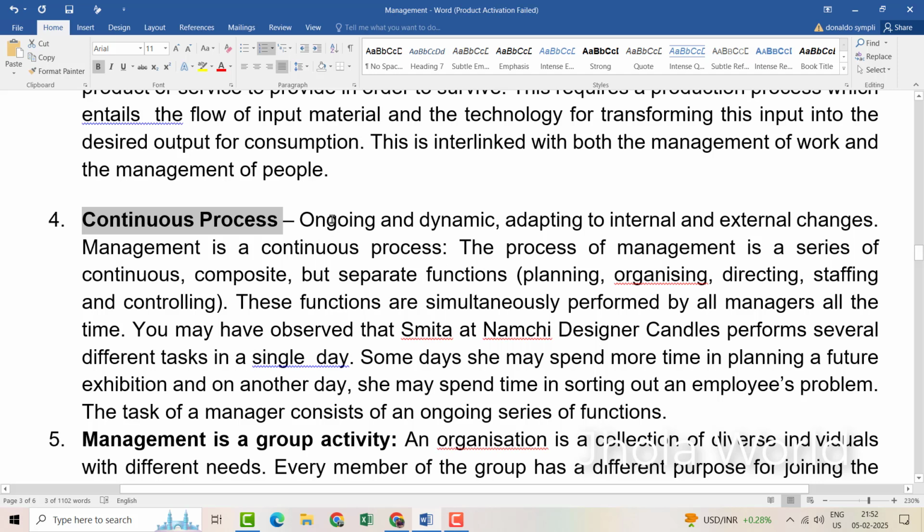So all the functions of management, that is planning, organizing, directing, staffing, and controlling, have to be done continuously. They cannot stop. When planning is done, you cannot say now I'll organize. No, you have to keep on planning.